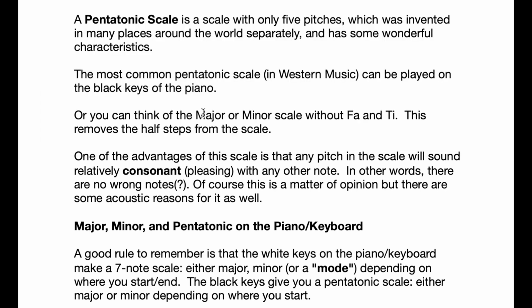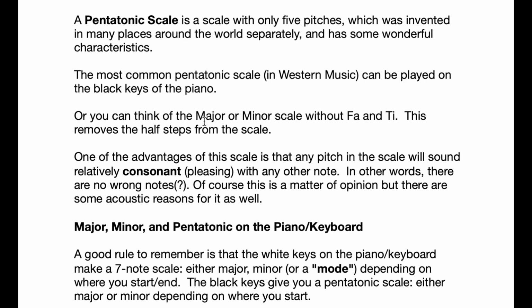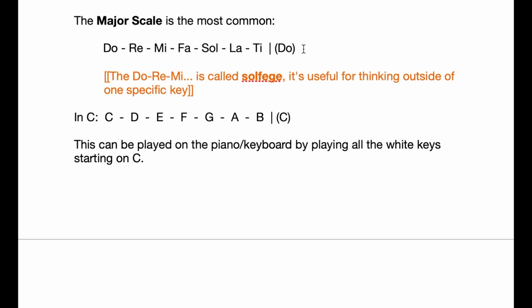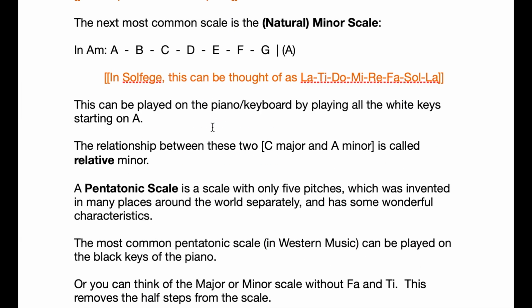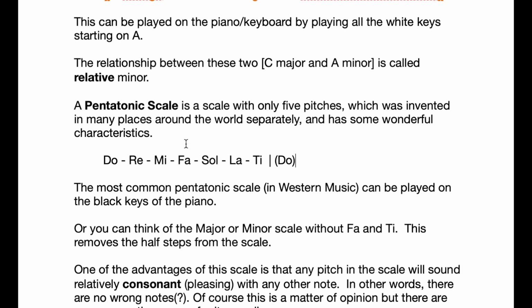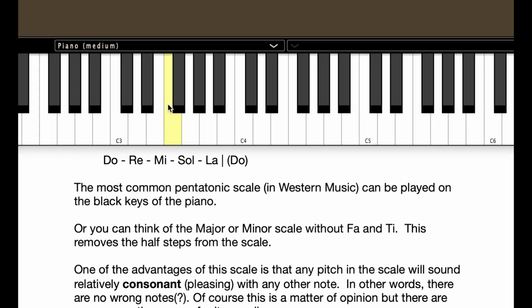And the pentatonic scale, another way to think about it in terms of the solfege, is it's like we take the solfege here, do, re, mi, fa, sol, la, ti, and we play it without 2 of the notes. So we say do, re, mi, and we get rid of fa, and sol, la, and we get rid of ti. So we have do, re, mi, sol, la. That's the pentatonic scale.